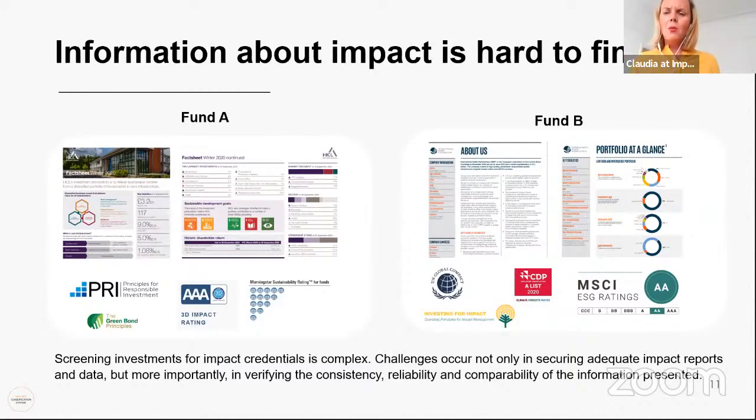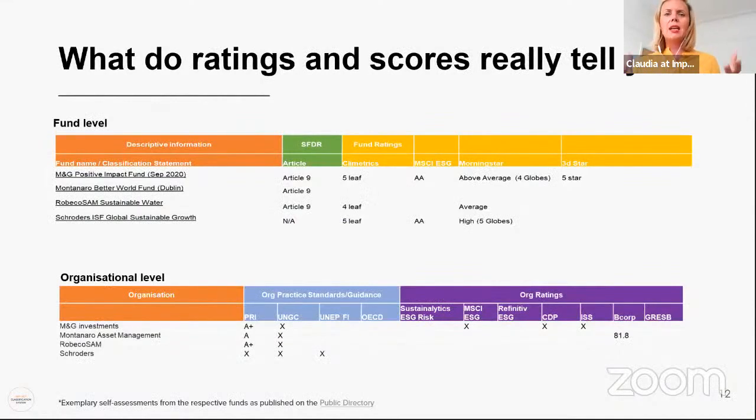What I mean when I say they don't really tell you anything is, if you look at the existing ratings and scores out there and the data offerings, there are certain ratings and scores that apply on fund level and certain ones that apply on organizational level. And it's already difficult to understand which are practice orientated and which are performance orientated. So that's the first challenge. If you're not intimately familiar with the underlying methodology of a rating or a score, how can you even tell what it means for your portfolio, and how it meets your appetite for impact?